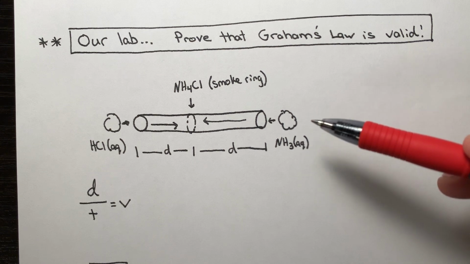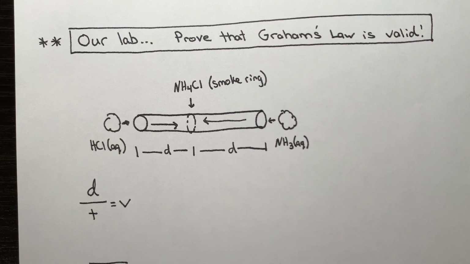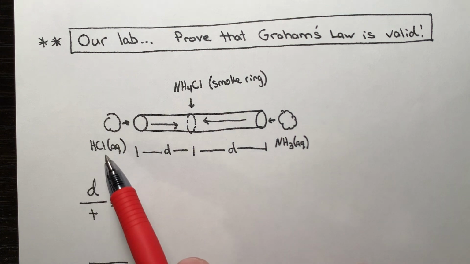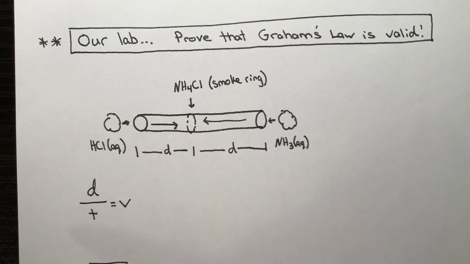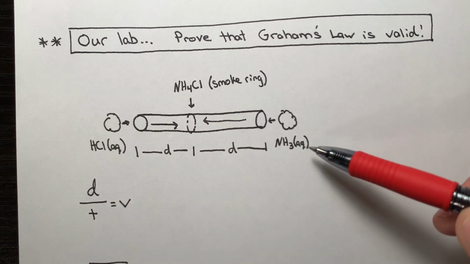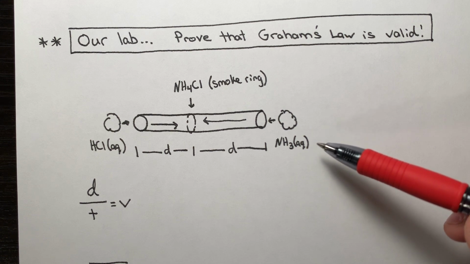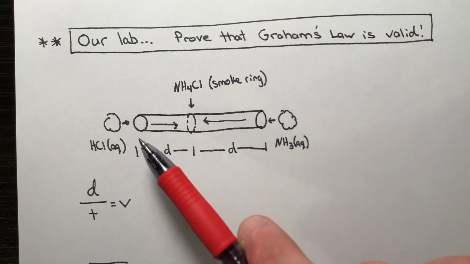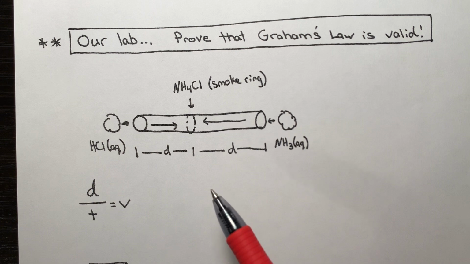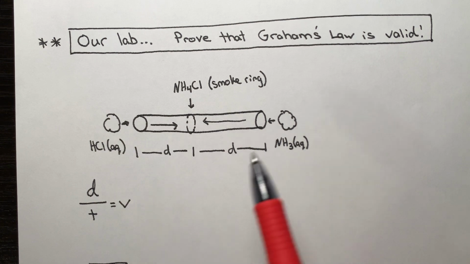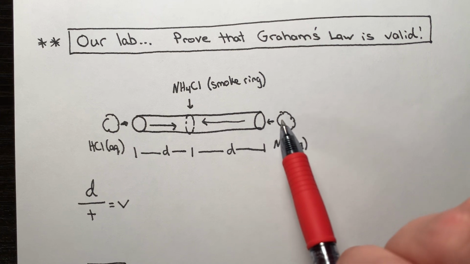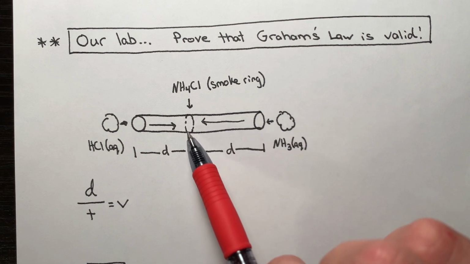Okay. Now these are solutions, but those gases have the ability to evolve out of solution. Really, hydrochloric acid is just HCl. It's a gas that's been dissolved in water. Same thing with ammonia, just a gas that's been dissolved in water. Okay. Now, once these are contained within the glass tube, some of this HCl gas is going to start diffusing off to the right. Some of this ammonia gas is going to start diffusing to the left.